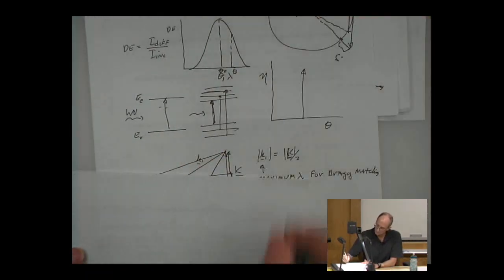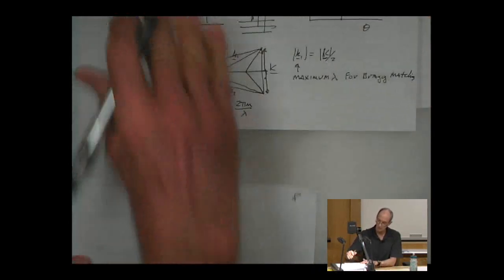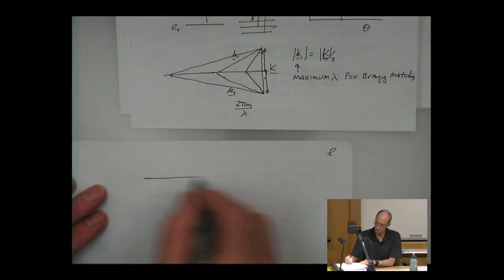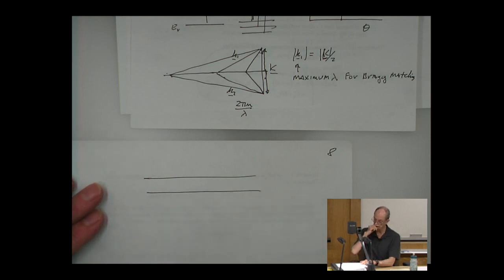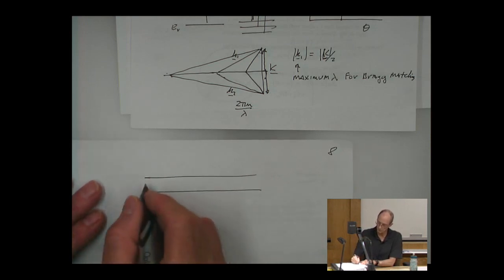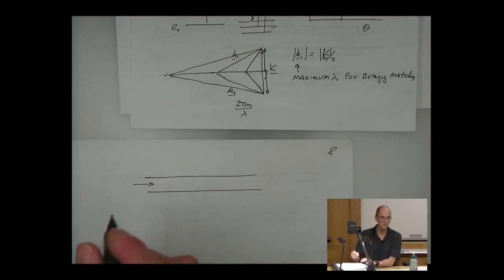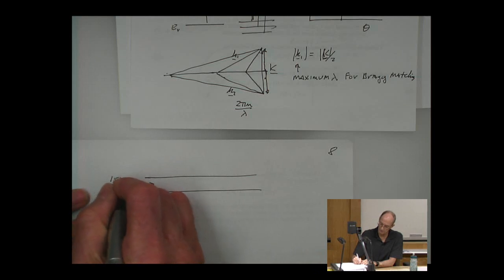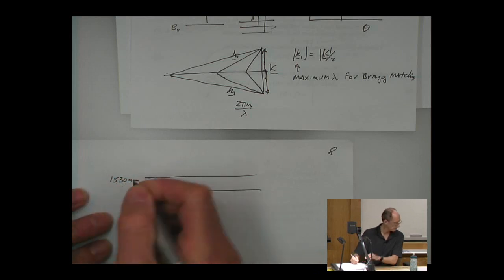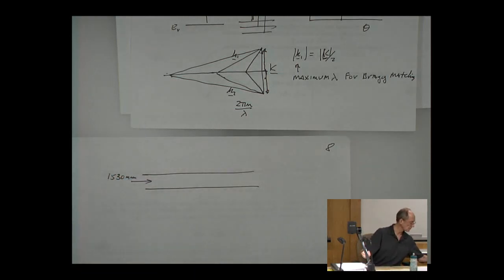Fiber Bragg grating: it's a grating in a fiber, as its name implies. We want to send light in here at wavelengths around 1530 nanometers, something like that. Now let's see, is that the problem? Am I solving the problem for you? Kind of. It'll give you a way of looking at this now.